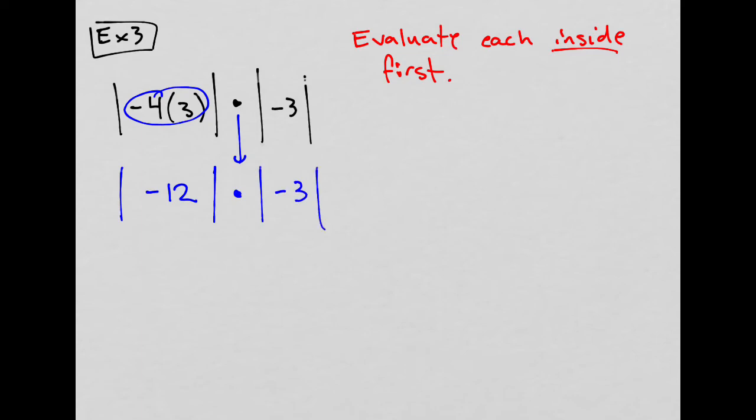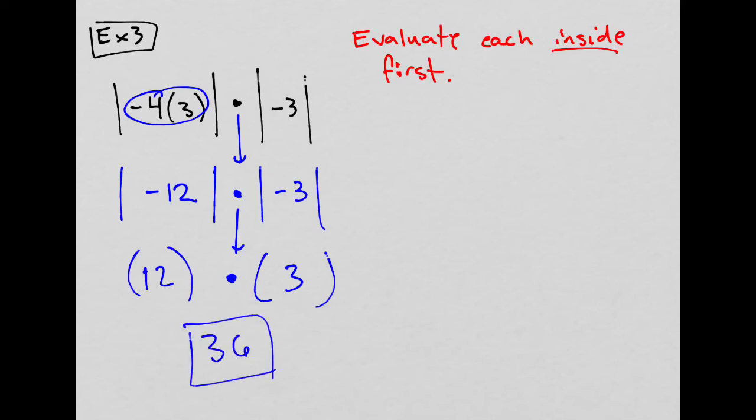Now, I'm going to evaluate this as if it's my own separate problem. -12 inside an absolute value becomes +12. When I evaluate the absolute value, I'll change them into parentheses. Carry down the multiplication. Same idea here. Absolute value of -3 is regular 3. And then now I don't have any absolute values, I've evaluated them already. So 12 times 3 is 36. So that's what you do there.